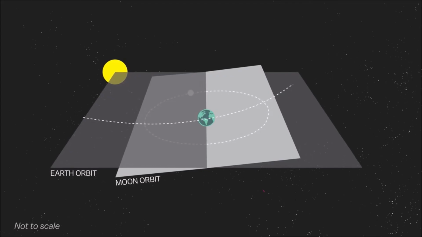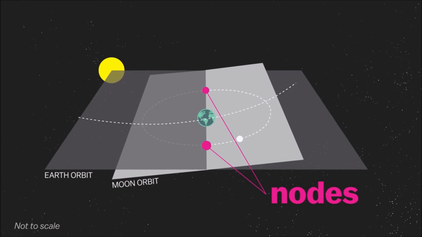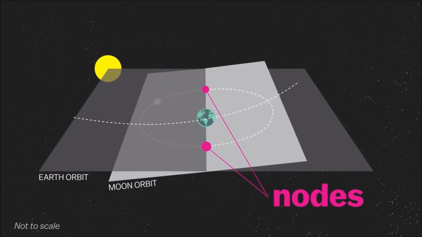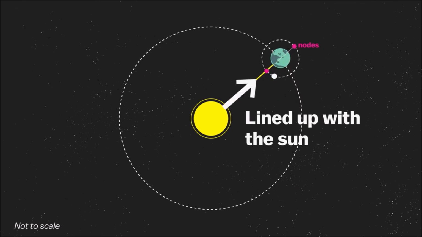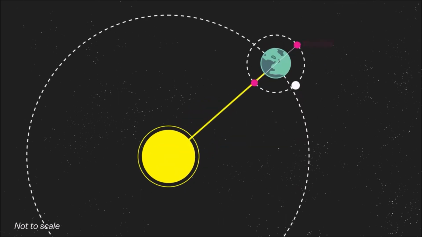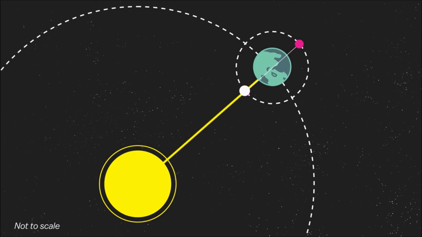So why do we ever get eclipses? Because there are 2 points where the moon's orbit crosses the sun's plane, called nodes. And as the Earth moves along its orbit, these points line up with the sun about twice a year. If the moon is between the sun and Earth at that time, we get a solar eclipse. If it's behind Earth at that time, we get a lunar eclipse.